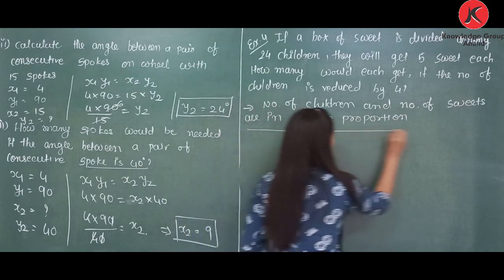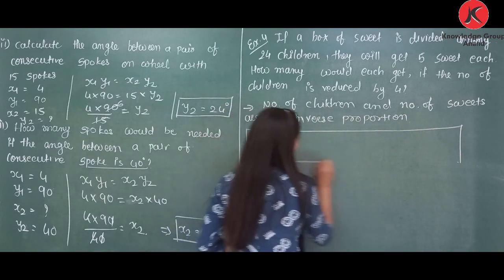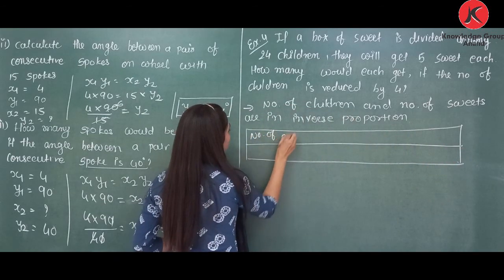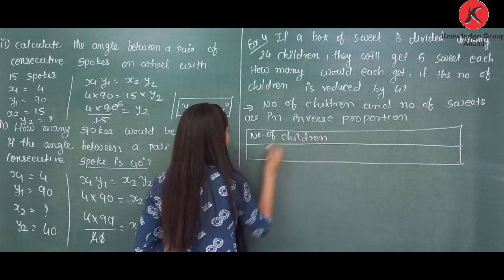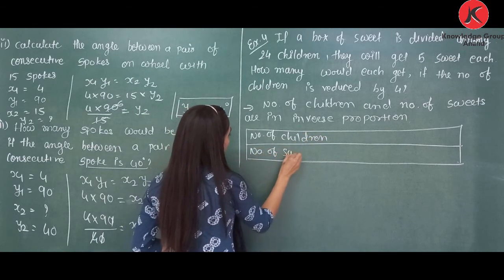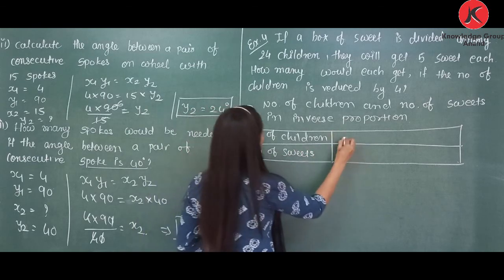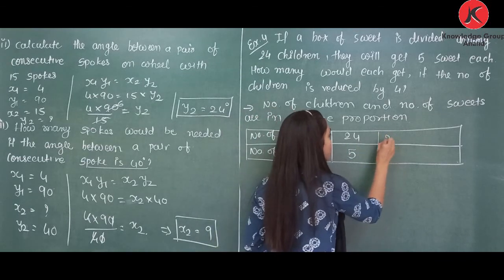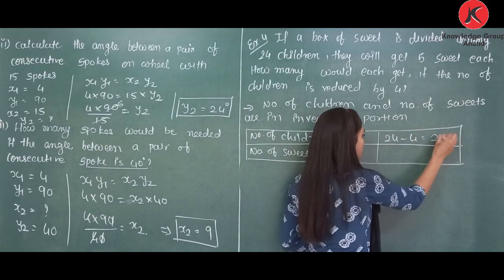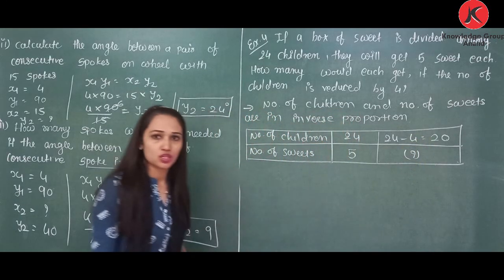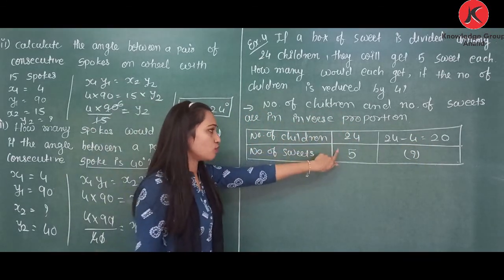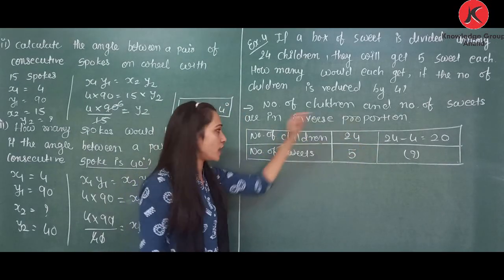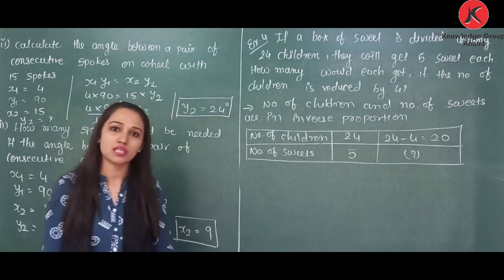So we can make a table. Number of children, number of sweets. When there are 24 children, sweets get by each will be 5. When it is reduced by 4, so when there are 20 children, what is the sweet get by each children? So this will be our x1, y1, x2, y2. Instead of this, you can write number of sweet as x1, x2 and number of children as y1, y2. You will get the same answer.